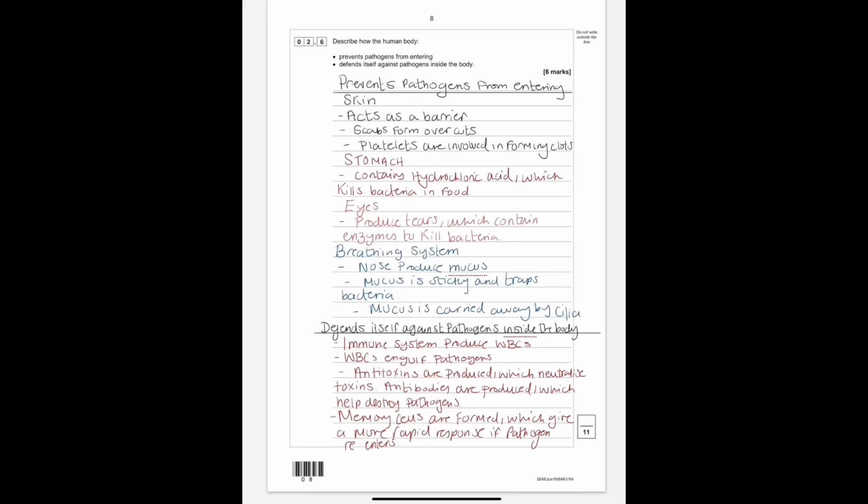The second bullet point, which is defends itself against pathogens inside the body, we can mention the immune system produces white blood cells. White blood cells engulf pathogens. Antitoxins are produced, which neutralize the toxins. Antibodies are produced which help destroy pathogens. Memory cells are formed, which give a more rapid response if the pathogen re-enters. So if you get that same disease again, your immune system will react much faster, and it'll be a rapid response. So this is the model answer for this exam question.